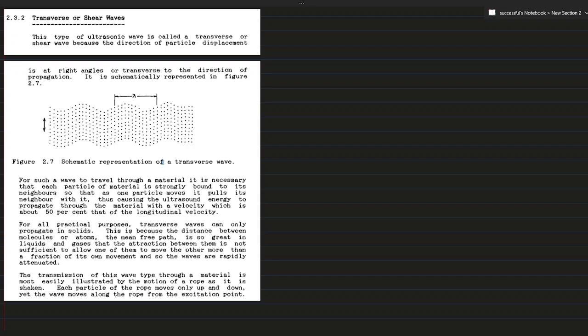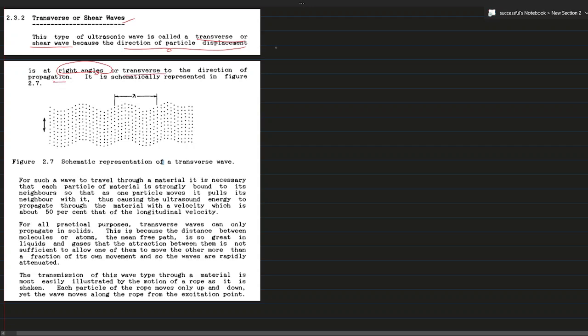Today we are going to learn what transverse waves or shear waves are. This type of ultrasonic wave is called a transverse or shear wave because the direction of particle displacement, that is vibration, is at right angles or transverse to the direction of propagation.